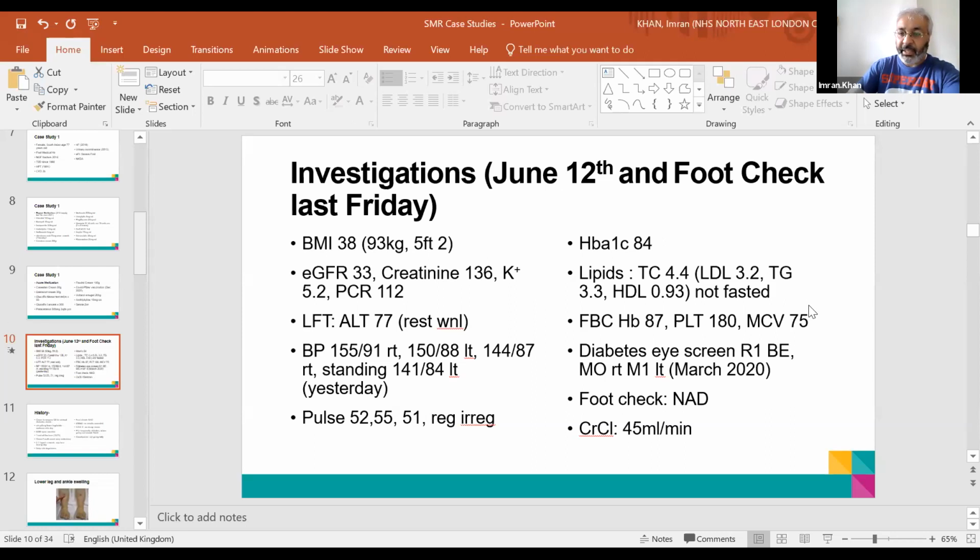So that's another thing we need to do. Let's get on to the full blood count. Platelets are okay, but he has some kind of anemia going on. What are the causes for the anemia?